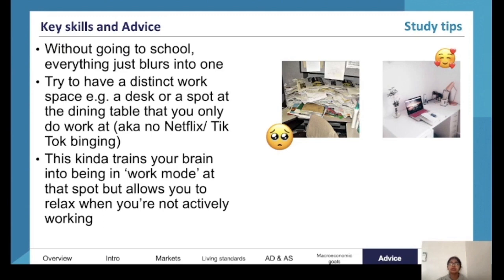Some more study tips, just make sure that your desk is organized. Make sure that everything is organized and looking like something that you'd want to study. Make sure that you have a very distinct workspace. So when you're at home, make sure that you have a clear desk where you're just going to sit and study, and you don't relax there. That is exclusively your workspace. That will get you in the mindset of studying every time you sit there.